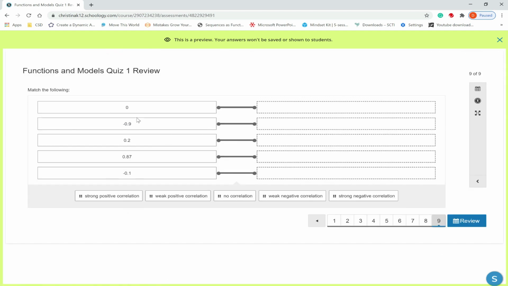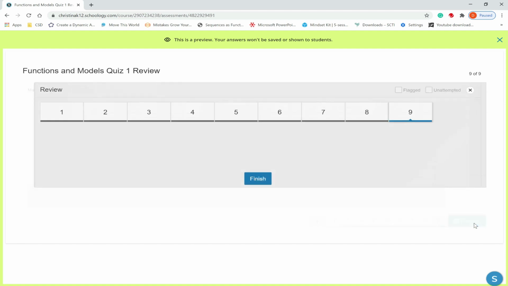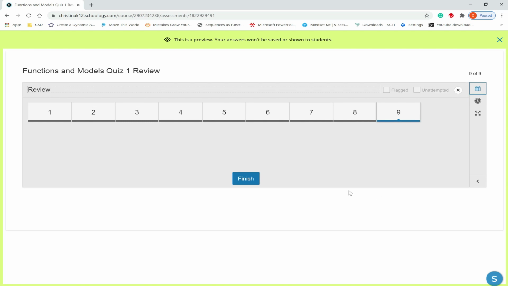And then the last one, 0, means there's no correlation. Negative 0.9 is negative and very close to negative 1. This will be a strong negative correlation. 0.2 is closer to 0, so that's going to be a weak positive correlation. 0.87 is very close to 1, so it's going to be a strong positive correlation. And then negative 0.1 is very close to 0, so that's going to be a weak negative correlation. And we are done our review. Hopefully this helps you get a better score on your Function and Model Quiz 1.